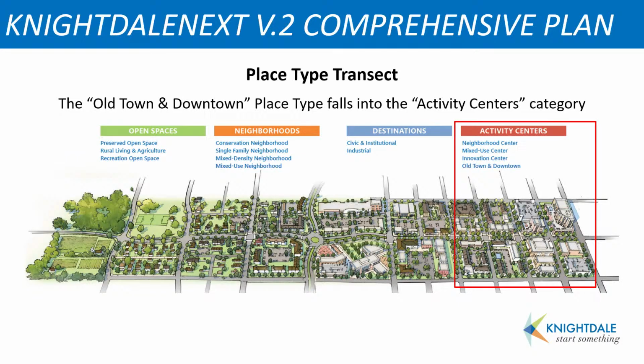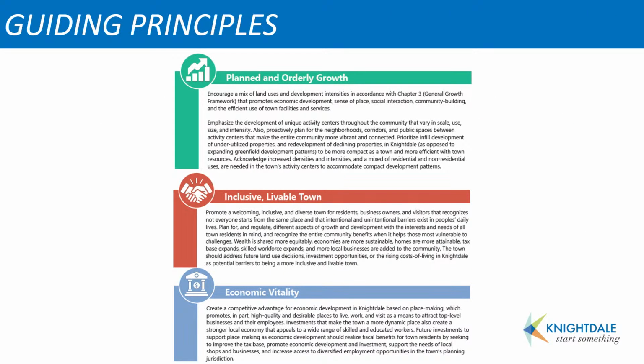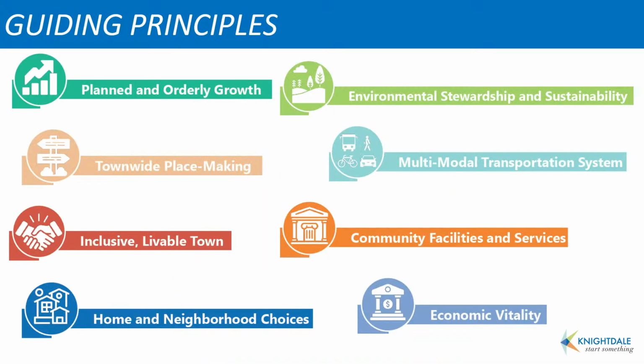Then looking at the place type transect, the Innovation Center is the most intense classification on this. Have a little typo there, but this graphic, as you're familiar, shows how different uses can blend together and coexist. We're all familiar with the 8 guiding principles. Looking at this proposal, we identified that it lends itself to 3 of those guiding principles. The first being planned and orderly growth, second being inclusive livable town, and then the third being economic vitality. And here's just all 8 of them as a reminder.